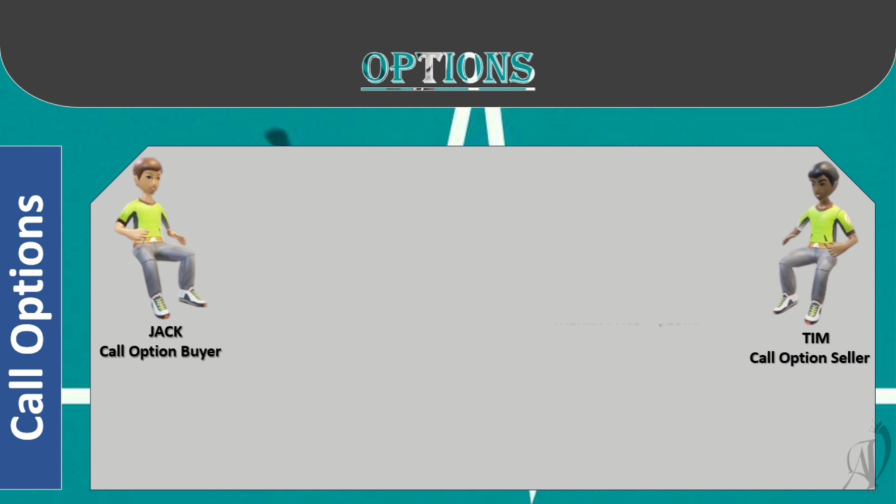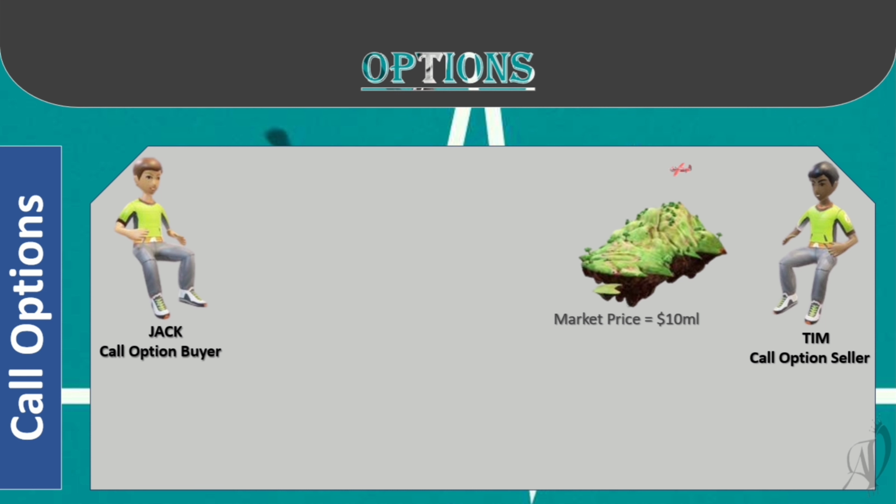Let's assume Jack is willing to buy a land from Tim whose market price is $10 million. There's news that the government is planning to build an airport near this land, and if the government makes the decision to build the airport, the price of this land will increase. Hence, Jack wants to buy this at the current market price of $10 million, and when the price of the land increases, he will sell the land at a profit.